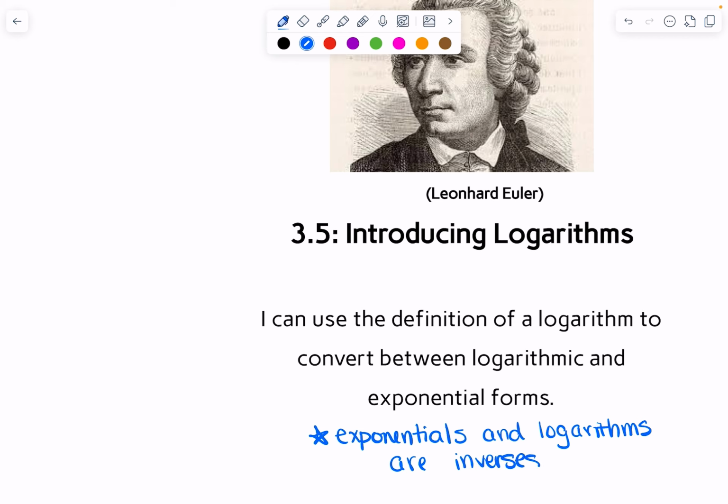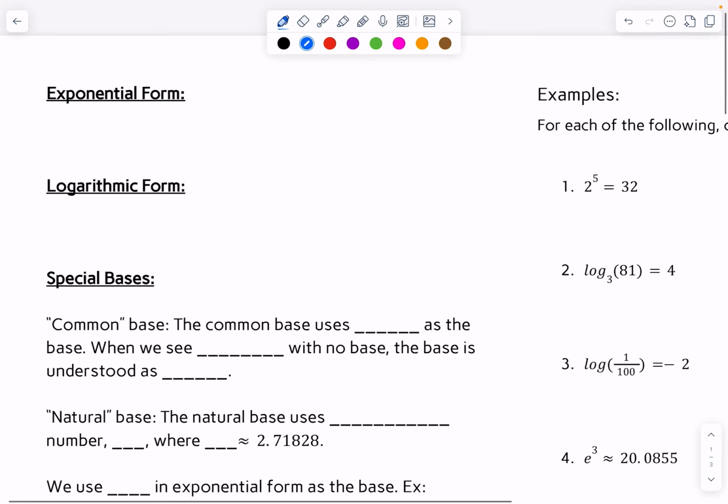So knowing this and knowing the definition of a logarithm allows us to use both exponentials and logarithms and convert between the two formats for whatever we might need. So that's going to be our focus for today's notes, is just introducing logarithms and seeing how we are able to use what we know already about exponentials and what we are going to learn about logarithms to be able to convert between the two formats to solve whatever problems we might need to solve. Let's go ahead and open up those notes.